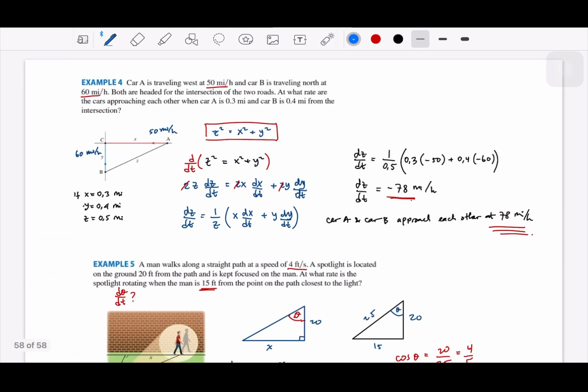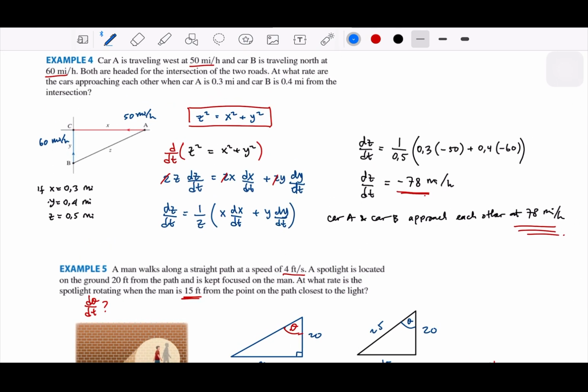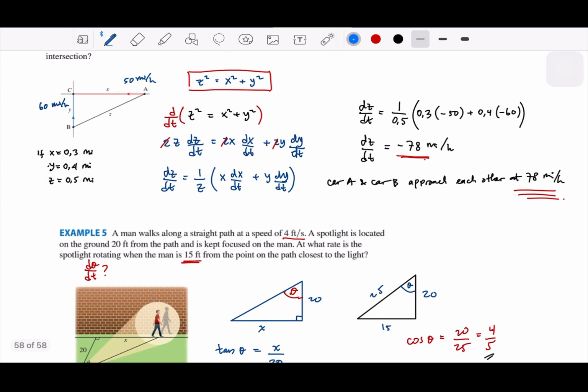Okay, any questions from these two questions, from this example 4 and 5? Probably next Tuesday I will go back to review some questions on related rates. But now I will try to move on to the next section, which is probably the last one of the last sections in chapter 3.